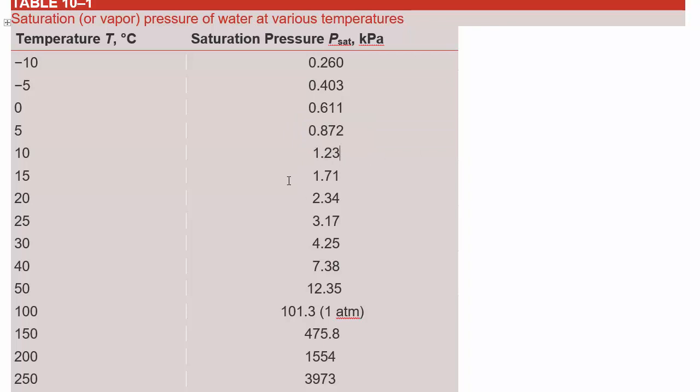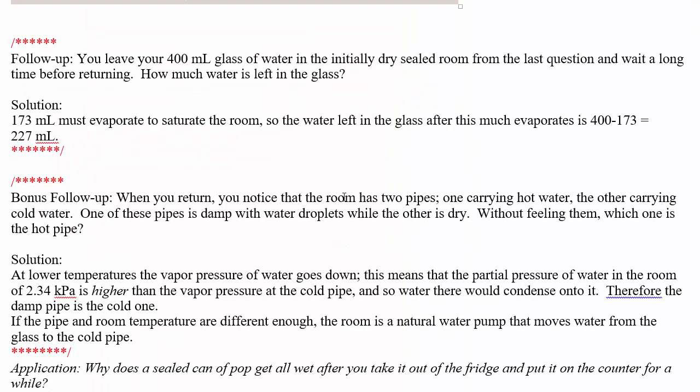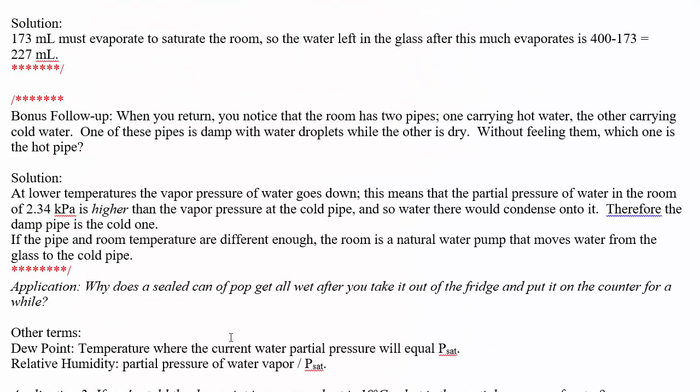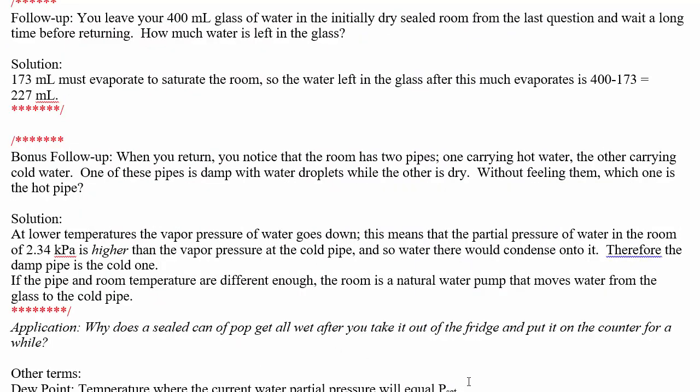If you think about this for a minute, then you can figure out why it is that your glasses fog up in the winter and when they fog up. So why does a sealed can of pop get all wet after you take it out of the fridge and put it on the counter for a while? Is it leaking? No, it's just colder than the air, colder than the surroundings. So the air that goes up to it probably had some water vapor in it, which was at a partial pressure above what the saturation pressure is for water at the cold temperature of the pop.